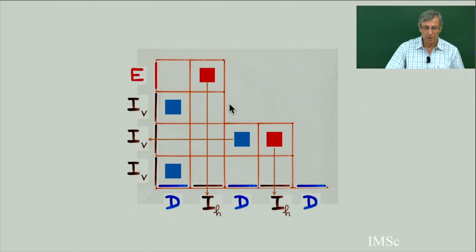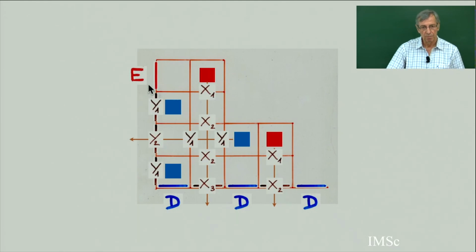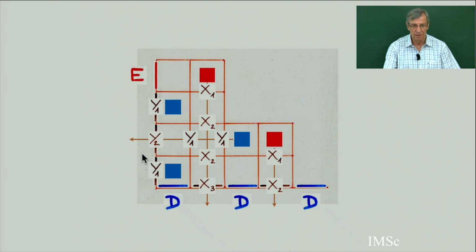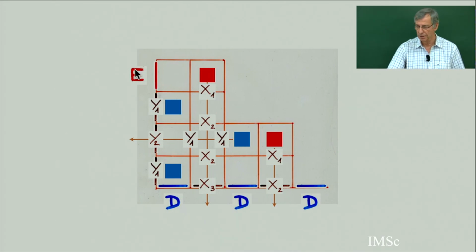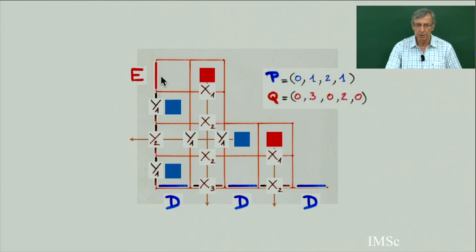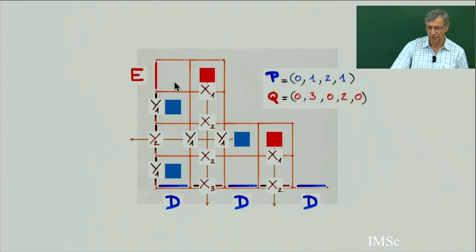So you can completely reconstruct from the knowledge of the word u and the word v, with indices in the x, indices in the y, and I put a 0 if it's an e or a d. So I can completely reconstruct my alternative tableau from the knowledge of P and Q.